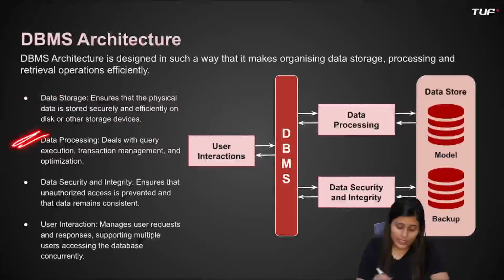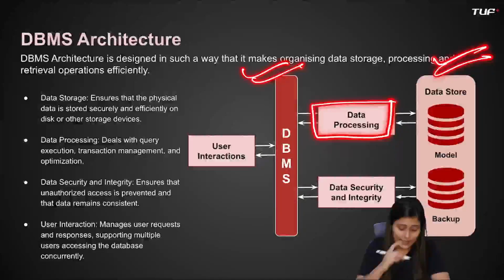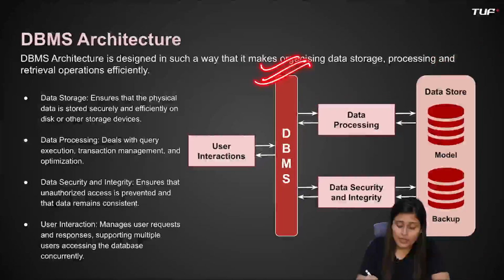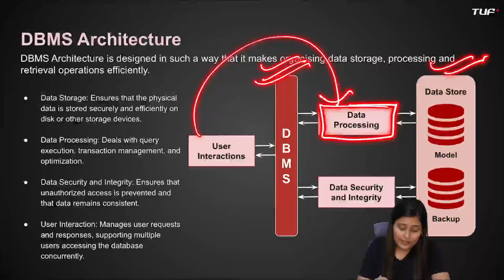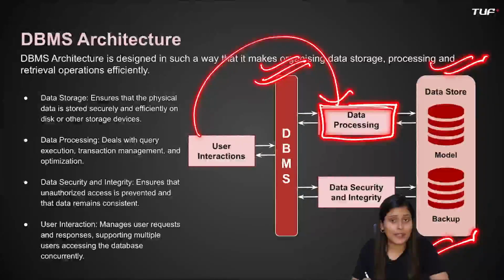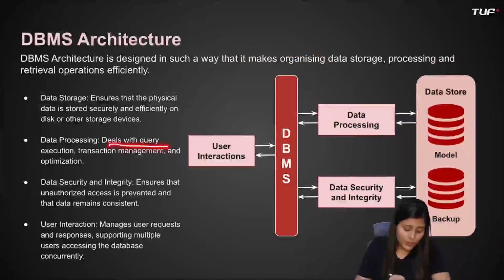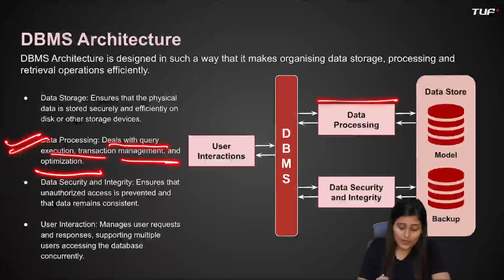Second is data processing. So data processing comes in between the database management system and the physical data. Data processing deals with the query which has been sent by the user to interact with the physical data and manipulate accordingly. So it deals with query execution, transaction management and optimization. That is the basic job of data processing.